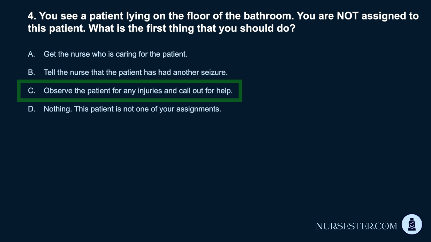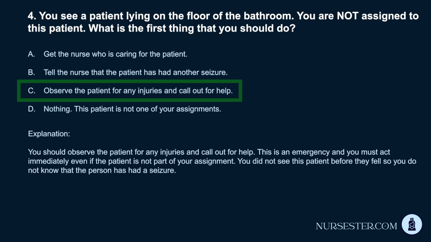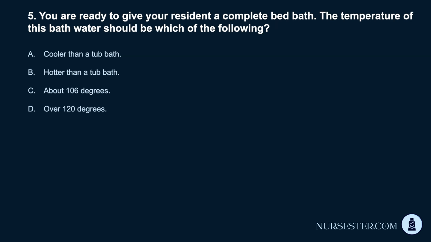Correct answer, C. Observe the patient for any injuries and call out for help. You should observe the patient for any injuries and call out for help. This is an emergency and you must act immediately even if the patient is not part of your assignment. You did not see this patient before they fell, so you do not know that the person has had a seizure.